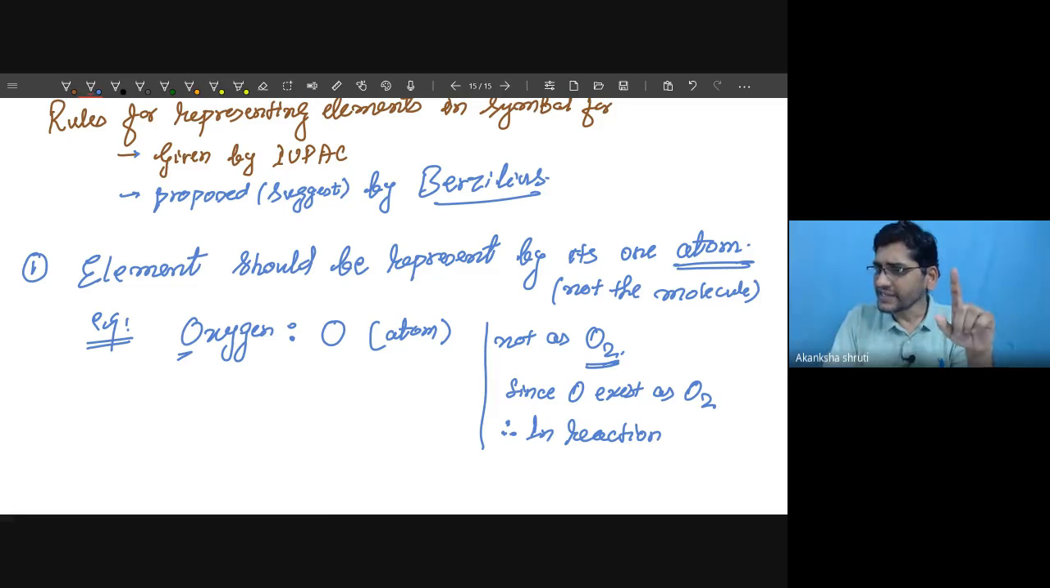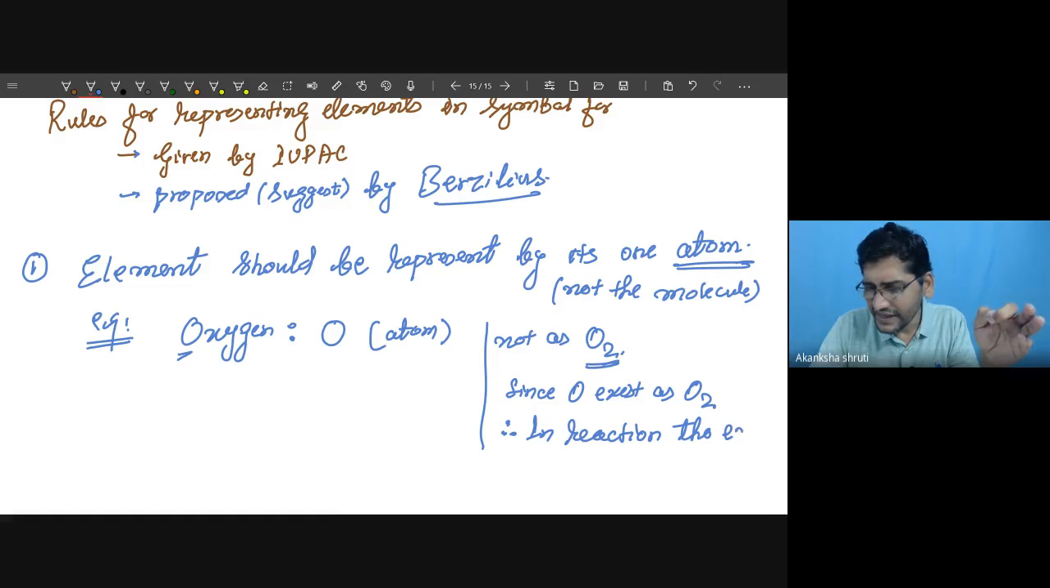So in a reaction, it is not the atom but how the substance exists. The substance exists as a molecule. So in a reaction, the state of existence means how the substance exists or appears in nature, the existing molecule is taken.